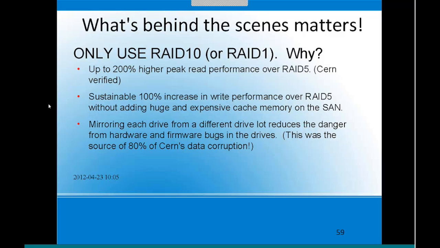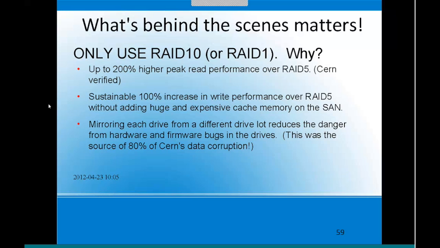On a RAID 10 array, your read performance will be as much as 200% higher than a RAID 5 array during peak loads. CERN's report validated this, and all of my testing has always validated that, because RAID 10 can read different sectors from both sides of the mirror, same logical drive. Write performance is sustainably 100% faster than RAID 5 without adding any huge and expensive cache memory to the SAN.